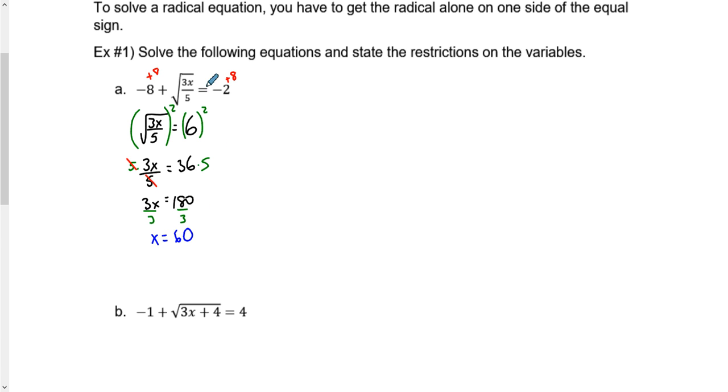If we go back and check, I know that the question doesn't really say anything about it, but we're just going to do it for shoots and giggles. Negative 8 plus the square root of 3 times 60 over 5. Does that equal negative 2? So 3 times 60 is 180. 180 divided by 5 should be 36. So we have negative 8 plus the square root of 36.